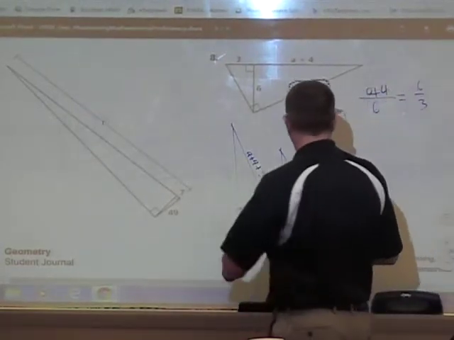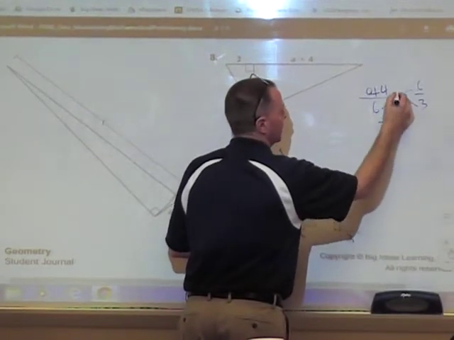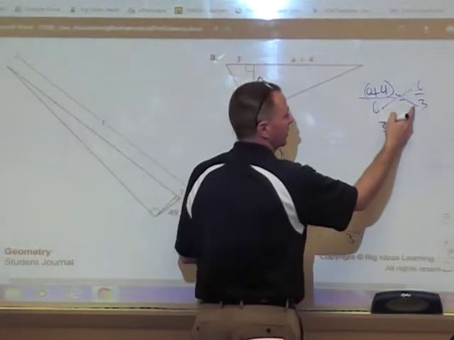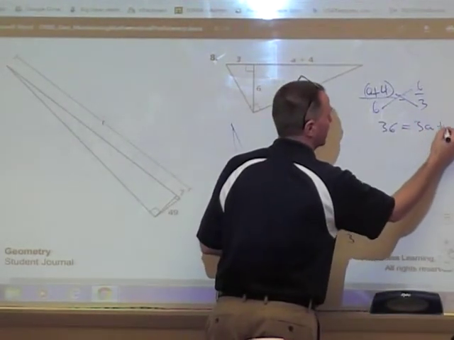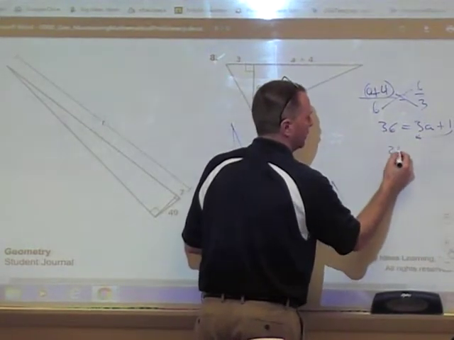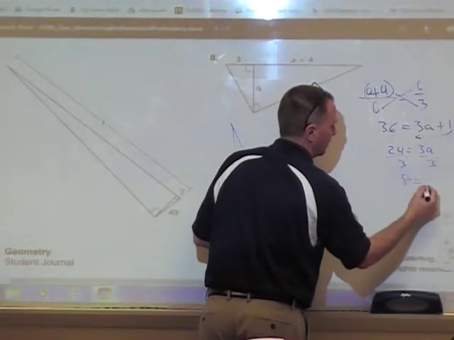I could also set it up, well, first of all, let me solve it. That's 36. And 3 times that whole group, remember? So you've got to distribute the 3 through there. 3a plus 12. And subtract the 12, I get 24. And divide off the 3, I get 8 for a.